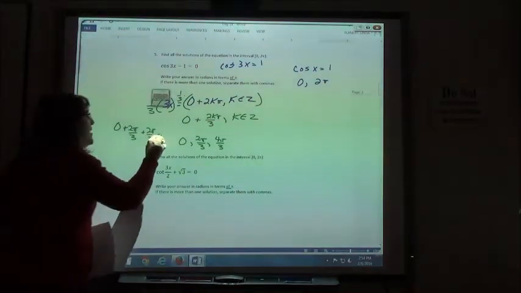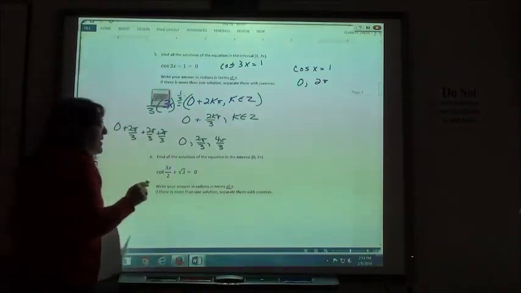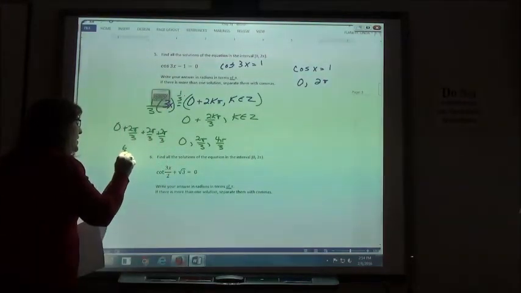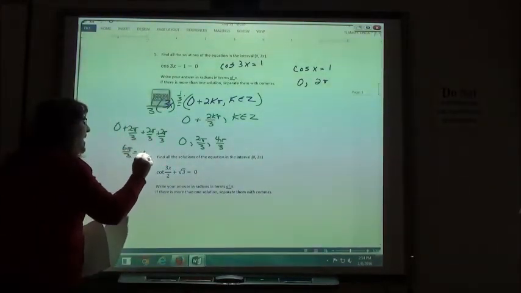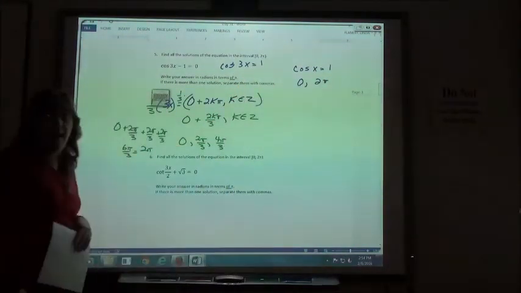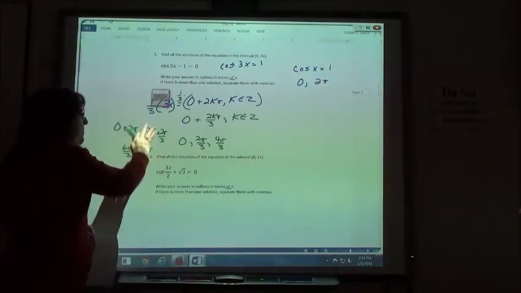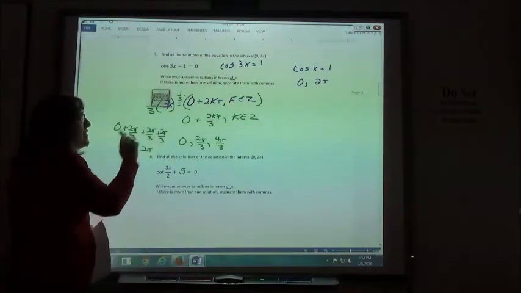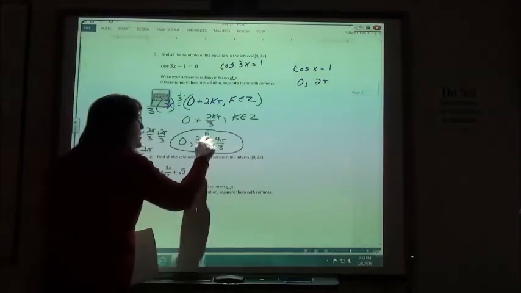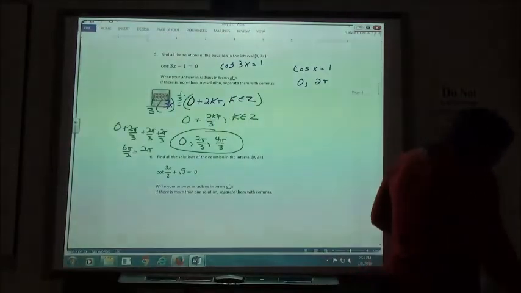So then I'm going to add another 2 pi over 3. So I would end up with 6 pi over 3. Well, if I'm at 6 pi over 3, that's exactly equal to 2 pi. And I don't want it to equal 2 pi because I have that parenthesis instead of the bracket. And so I'm done. I found all of my angles between 0 and 2 pi. So 0, 2 pi over 3, and 4 pi over 3 would all go in for your answers.